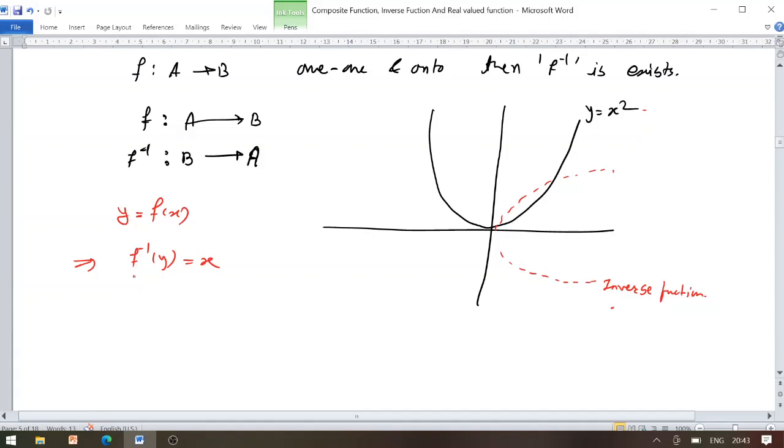So what will happen if f is not one-one or onto, then the f inverse does not exist. So if f is not one-one or onto, then its inverse, meaning the f inverse, does not exist.